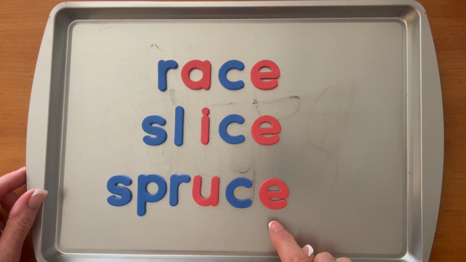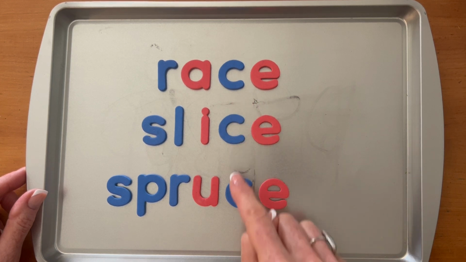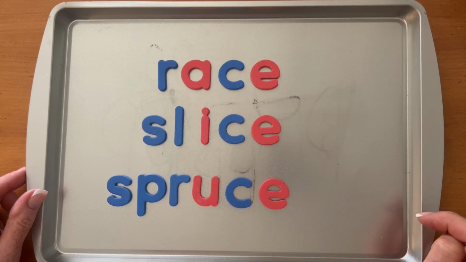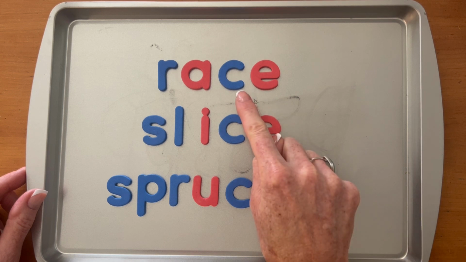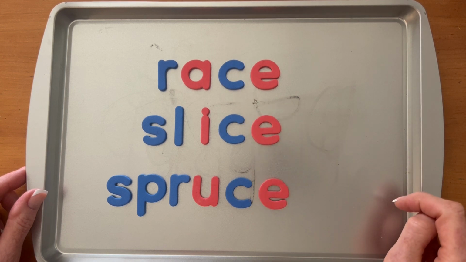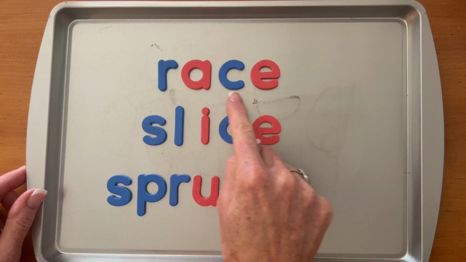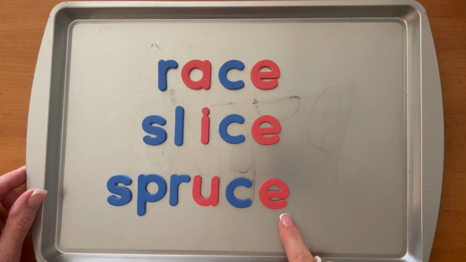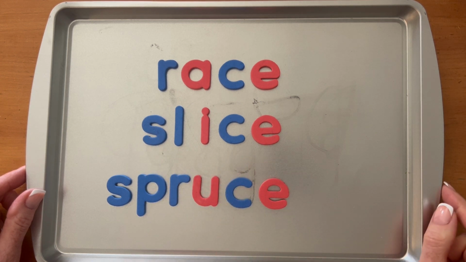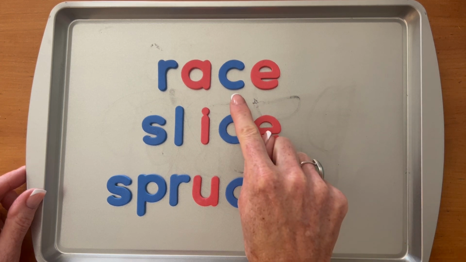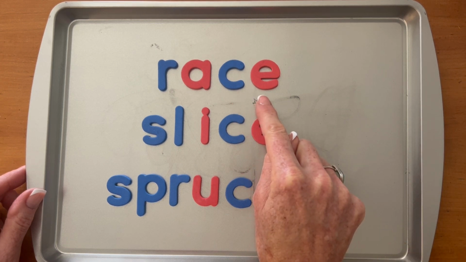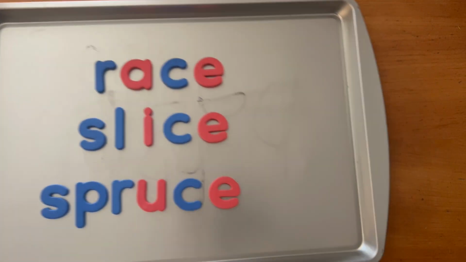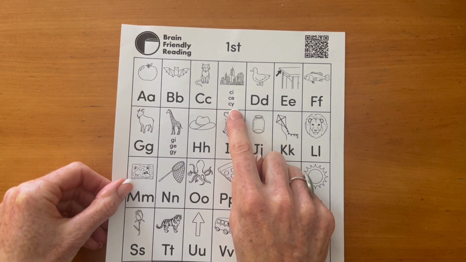Silent E has another job in these words. Do you remember what it tells the C to say? That's right. It tells the C to say S. Let's read these words. Race, slice, spruce. So we know C says S when it is followed by E, but C also says S when it is followed by I and Y.